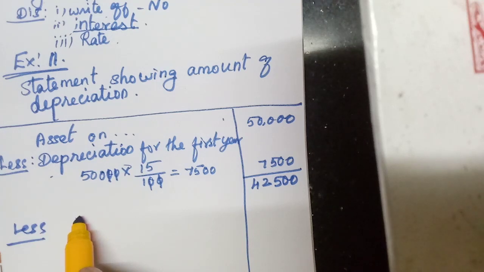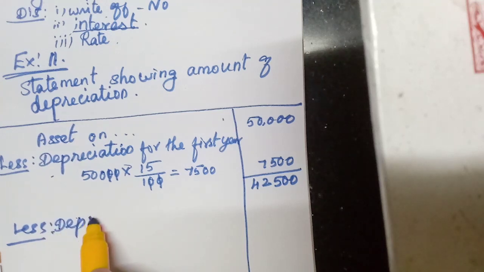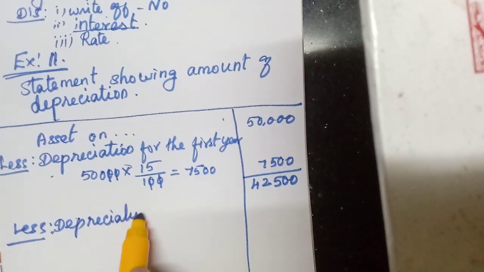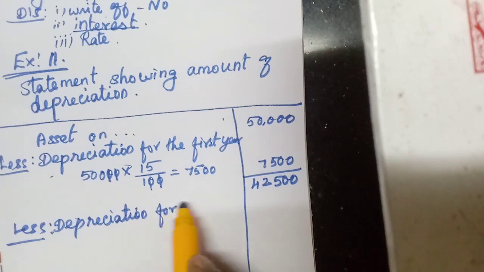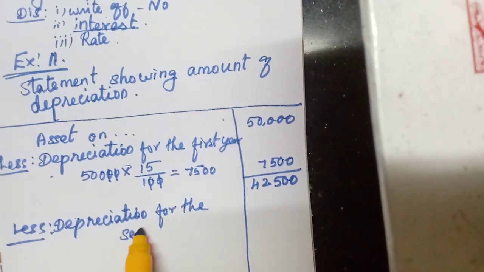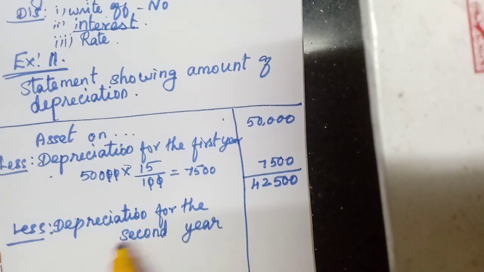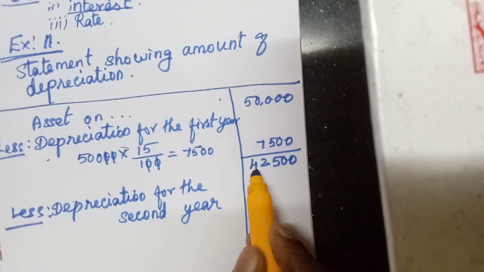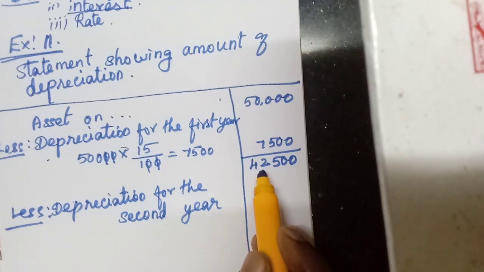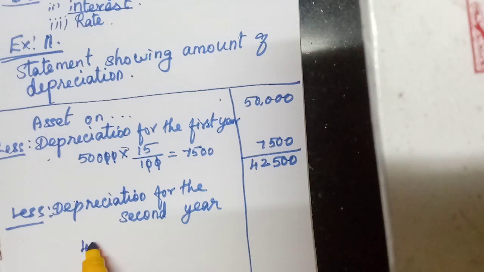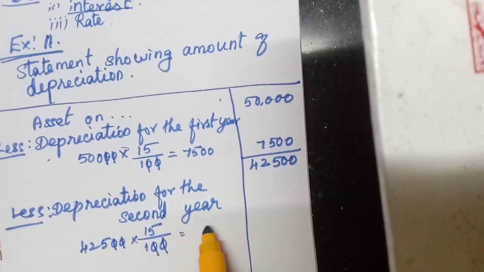Then less annual depreciation for the first 2 years: depreciation for the second year. Now we should take this. This is the diminishing balance or written down value. So 42,500 into 15 by 100. Here 20, here 20.